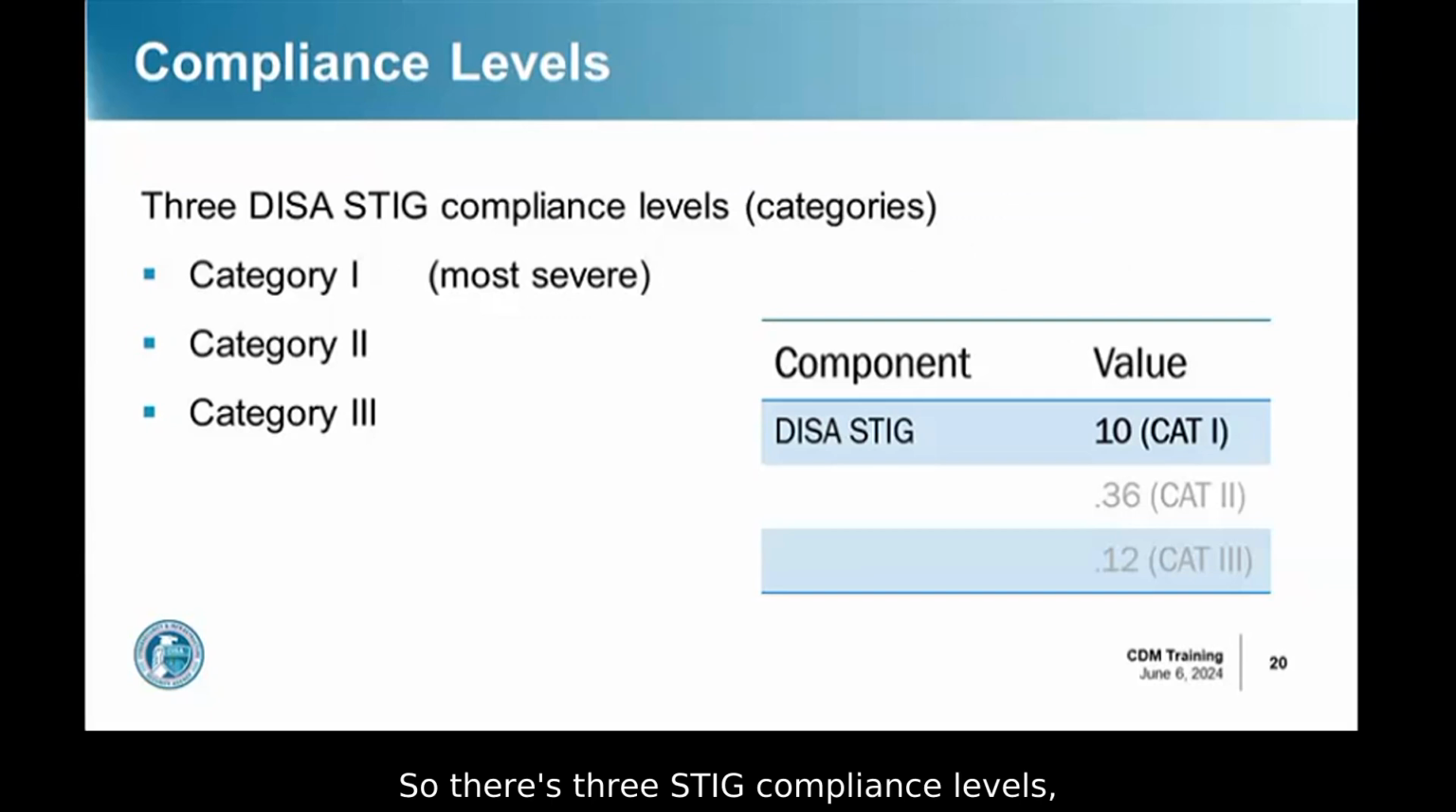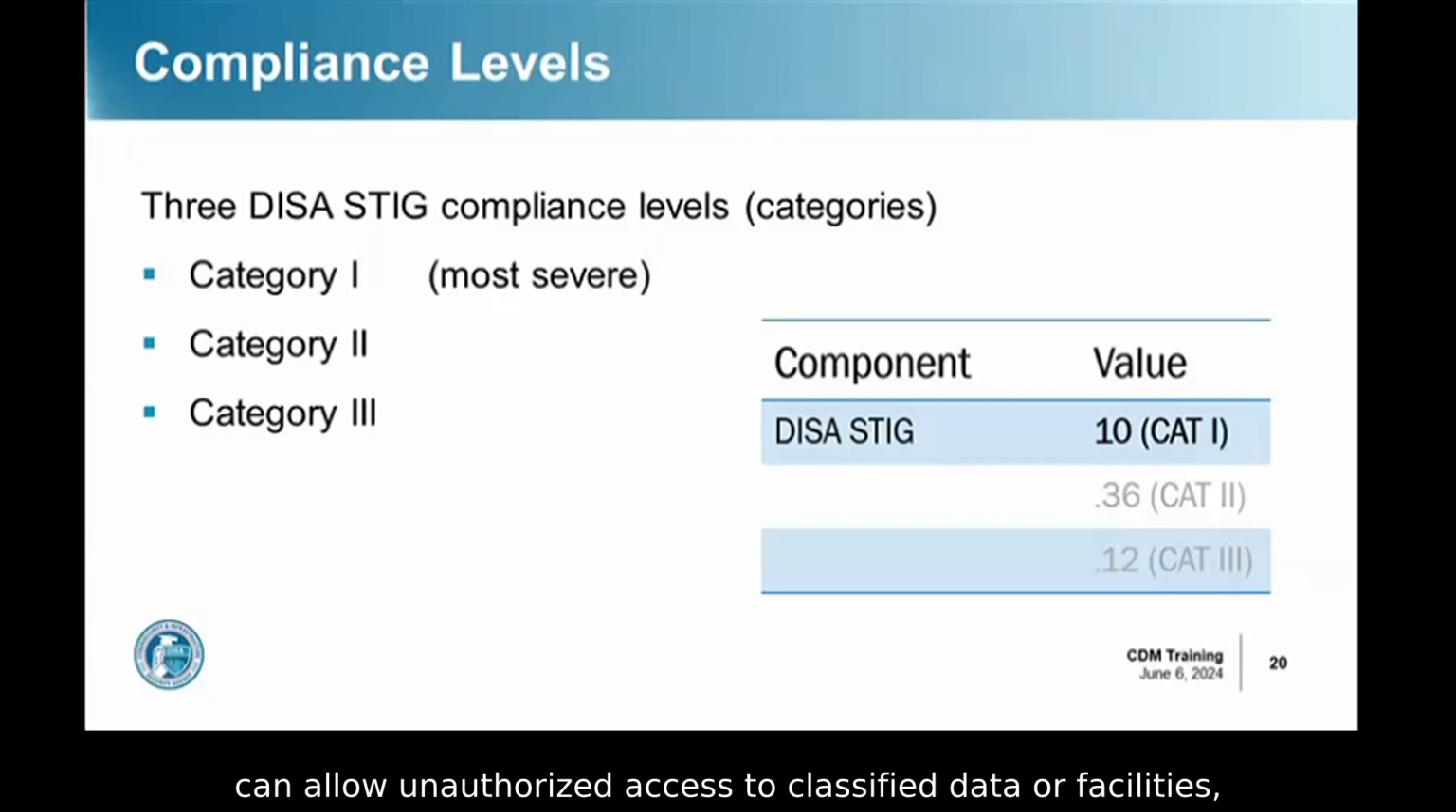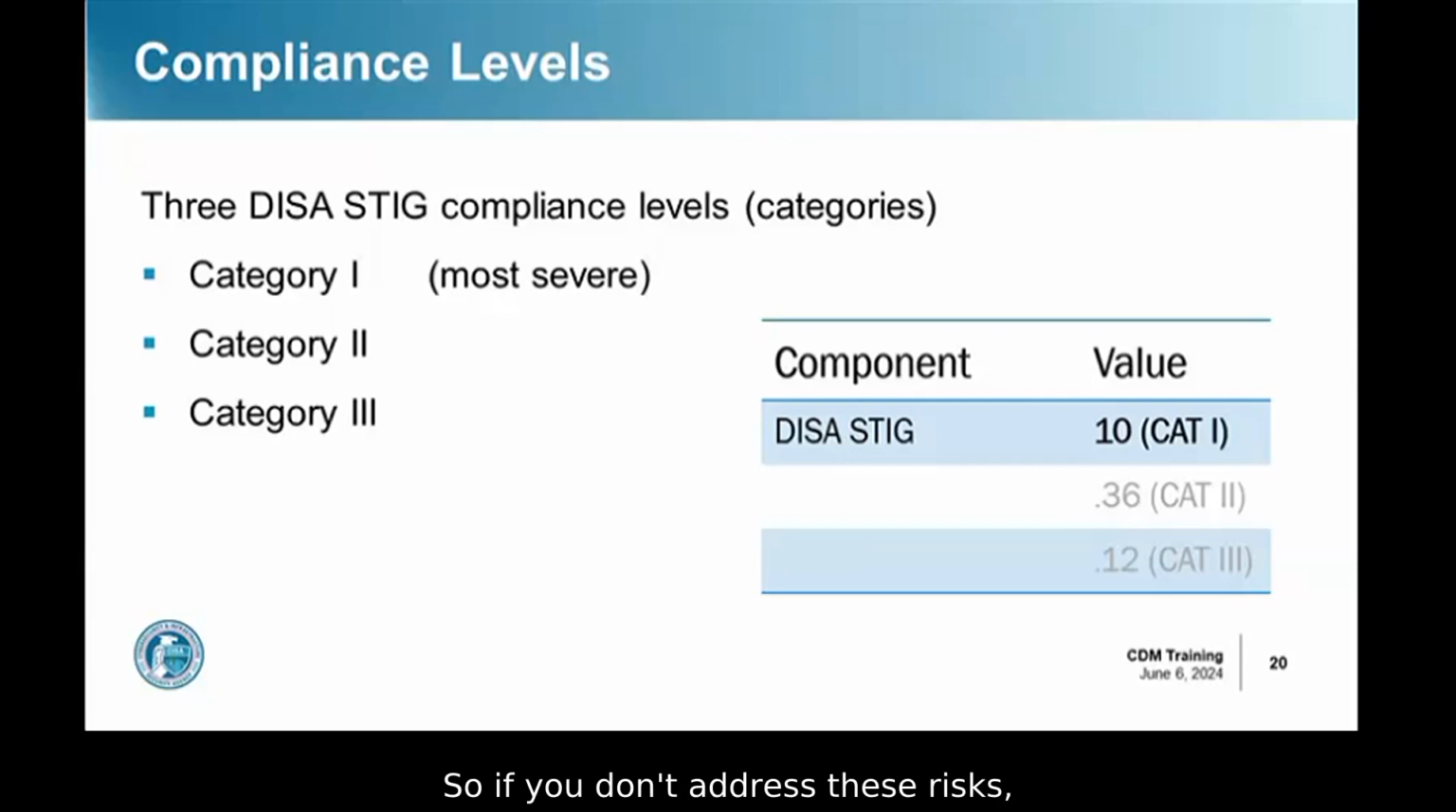So there's 3 STIG compliance levels, and they're called categories. And the categories indicate the severity of the risk of failing to address a particular weakness. So category 1 refers to any vulnerability that will directly and immediately result in a loss of confidentiality, availability, or integrity. And these risks are the most severe. Cat 1s are the most severe because they could result in loss of life, damage to facilities, or a total mission failure. And moreover, these vulnerabilities can allow unauthorized access to classified data or facilities, whatever the case. Okay, so if you don't address these risks, you're not going to be able to get your authorization to operate. Okay, that's one of the things that hinge on Cat 1s.